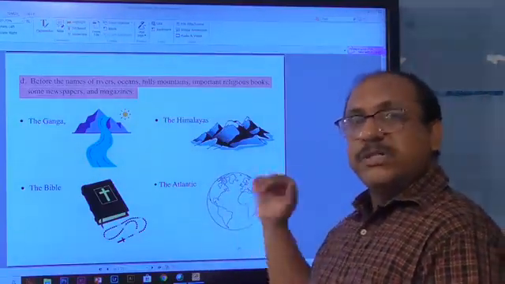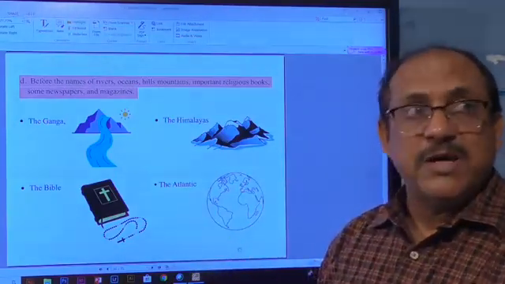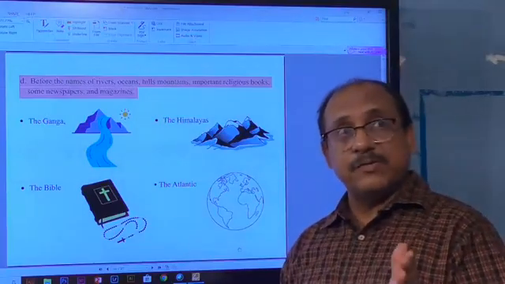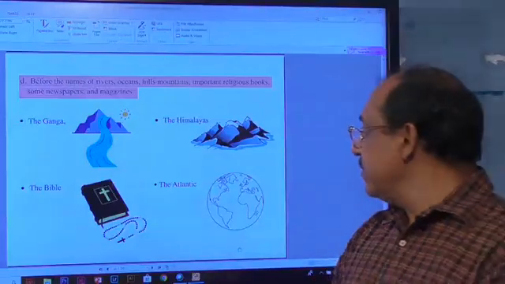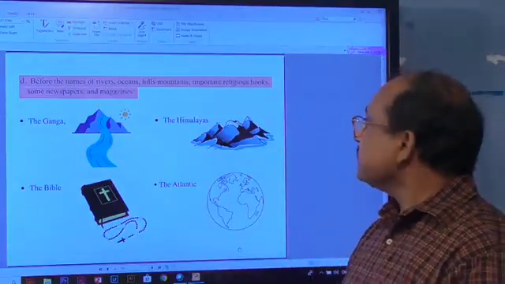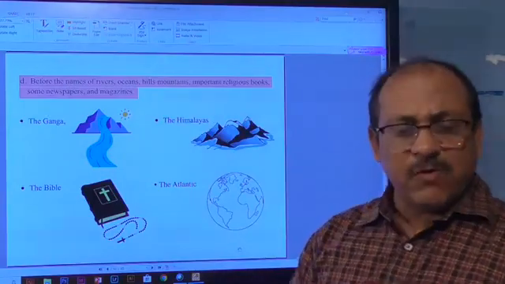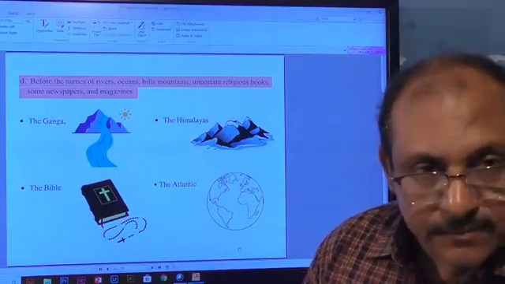Before oceans, the is used. Especially in geographical features, the is particularly used. So we have the Indian Ocean, the Pacific Ocean, the Arabian Ocean, like that. Then we can take the names of some newspapers, the Hindu, the Telegraph, like that.